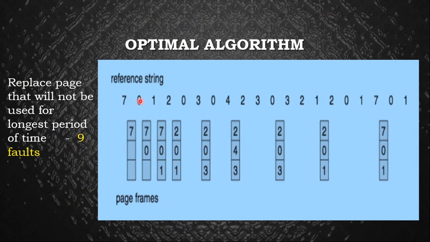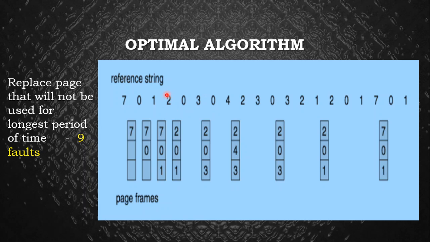So the next algorithm is the optimal algorithm. What the optimal algorithm does is look into the future string. If a page is not needed in the future, you can just replace it. So here, initially it starts, 7 is 1 page fault, 0 has to be inserted, next page fault, then 1 page fault. Now we have to insert 2. So how to insert 2? We have to look at the future string.